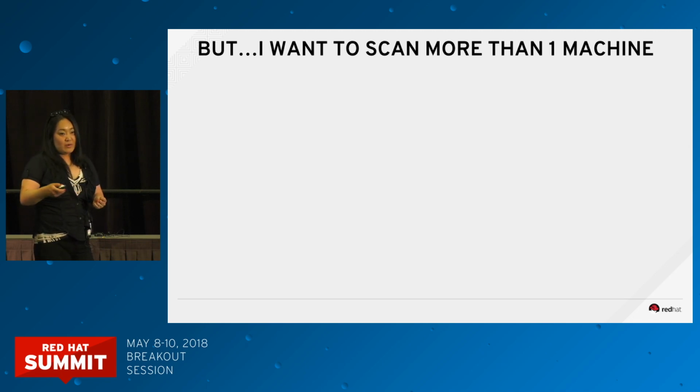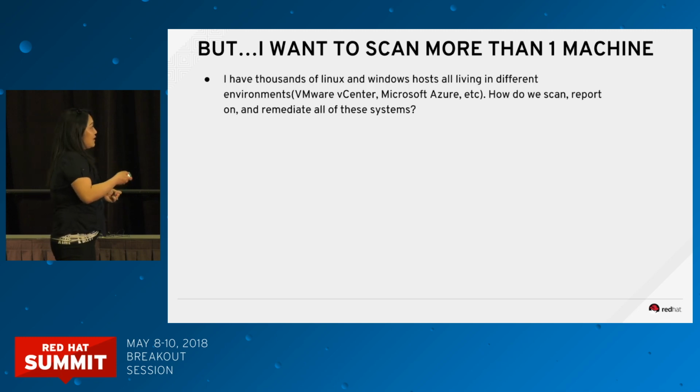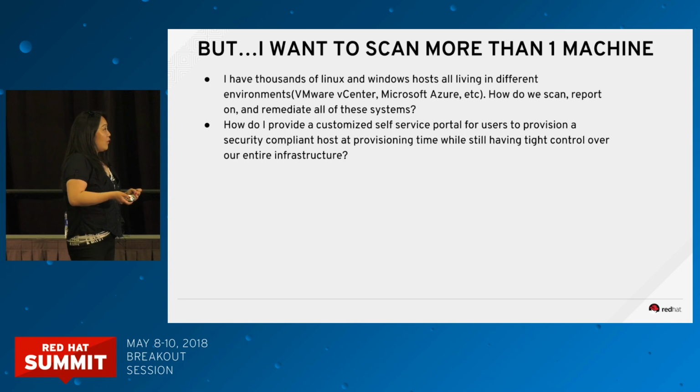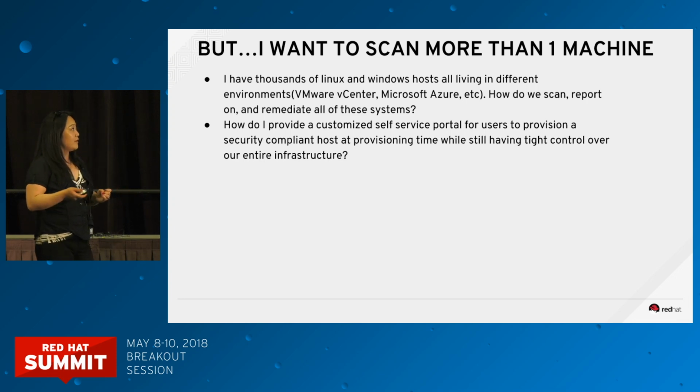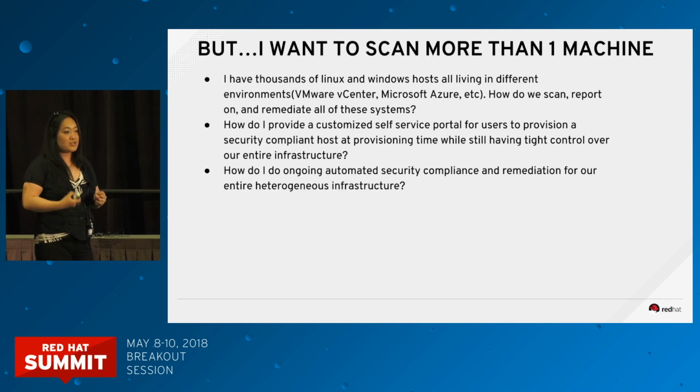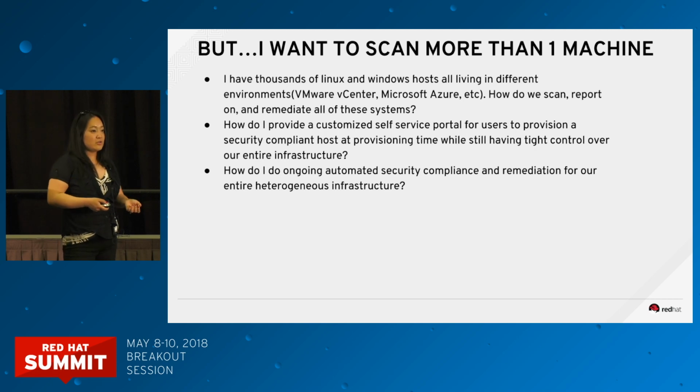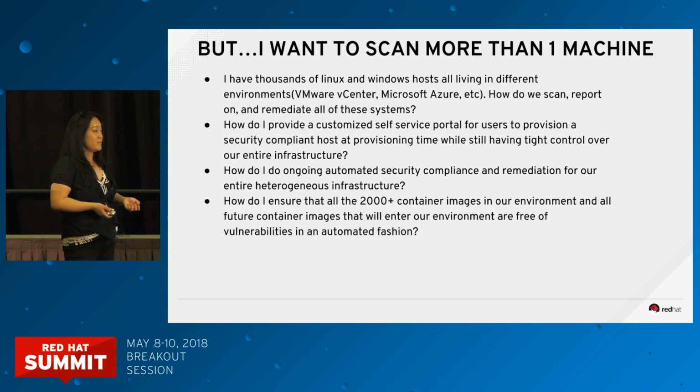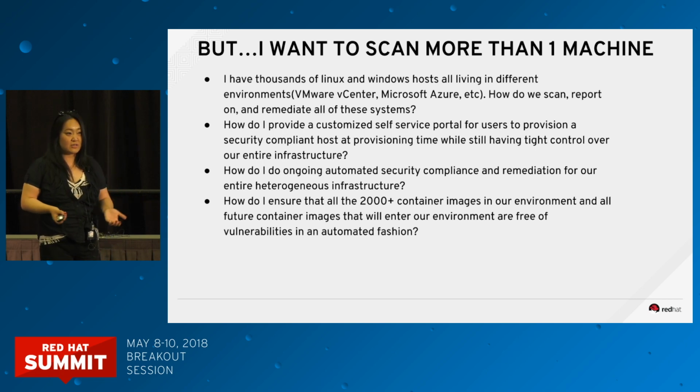This is not about scanning one machine. You guys are not running your business on one VM, right? I have thousands of Linux and Windows systems. They're in VMware, they're in Azure, they're in Amazon. I want to scan them, report on them, and remediate all of these. I want to provide a customized self-service portal for my users to provision that security-compliant host at provisioning time, but I, as operations, want tight control over that infrastructure. I do not want my users to know what that infrastructure looks like or to use it. I want to do that ongoing continuous security, continuous monitoring and continuous remediation. I'm starting to introduce container images. There are now more container images than I ever had to deal with for VMs.